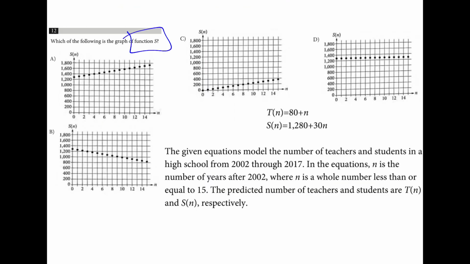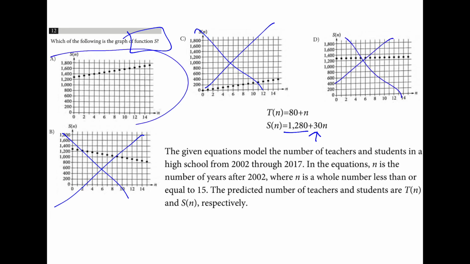So we're looking for the graph of function s, which means my intercept is 1280. This one does not fit. And my slope is positive, so it's a +30. This one has a negative slope. This one flatlines, so it's probably A.